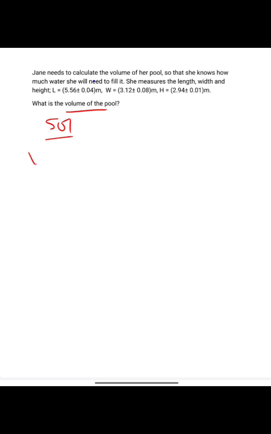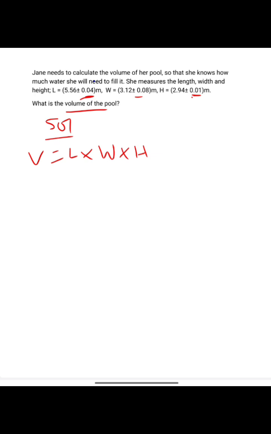You already know that volume is length times width times height. That is the formula for the volume of an object. Then let's look at this. The length contains uncertainty. The width also contains uncertainty. The height measurement also contains uncertainty. So how do we multiply values that contain uncertainty? That is what we need to know now.